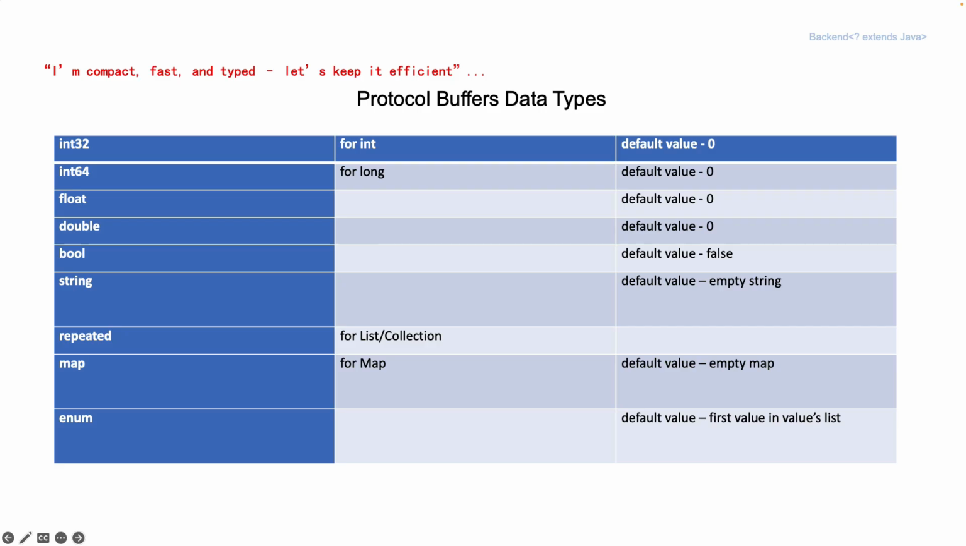To summarize a little bit the protocol buffers data types, here in this table you can find data types which can be used in protocol buffers files, such as int, float, double, bool, string. Also we can use map and enum. Also, in the right column we can find that for each type we have a default value.